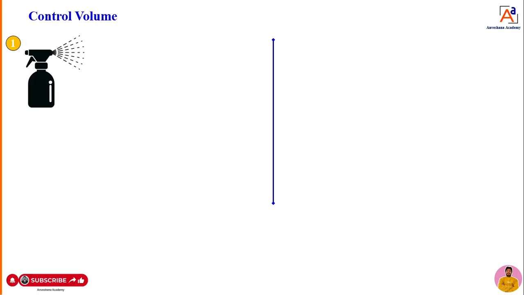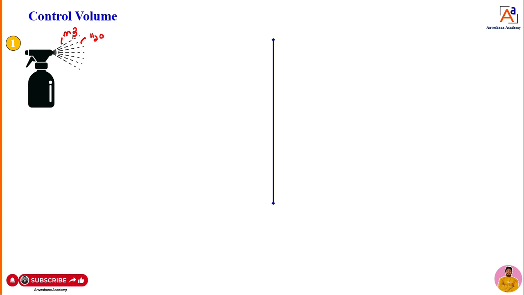First, I will take one example. In a saloon you can see there is a water spray bottle, and they are using that water spray bottle. Dear students, if I want to calculate how much water they are going to spray on our head, the quantity in terms of mass, then how do I calculate that?